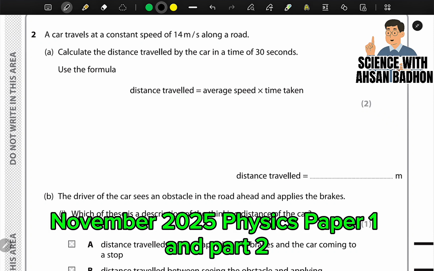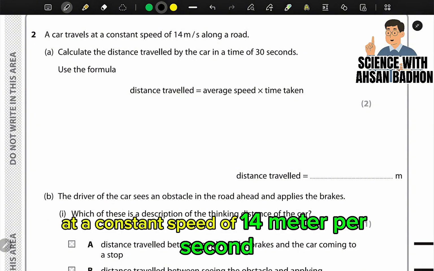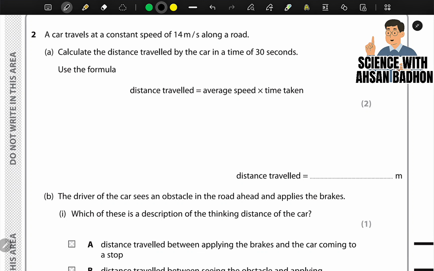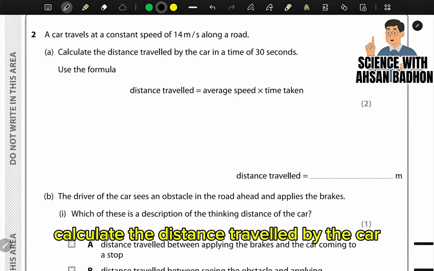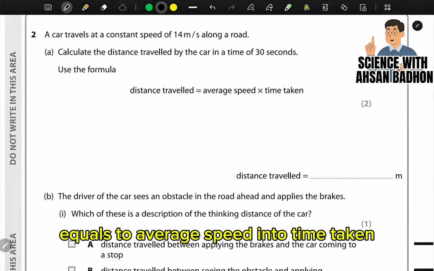We were solving the latest paper of November 2025, Physics paper 1 and part 2, question number 2. A car travels at a constant speed of 14 meters per second along a road. Part A says calculate the distance traveled by the car in a time of 30 seconds. Use the formula distance traveled equals average speed times time taken.